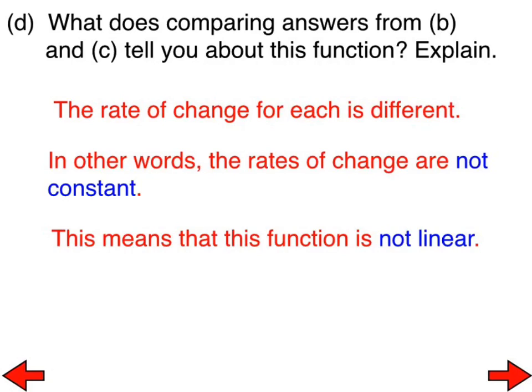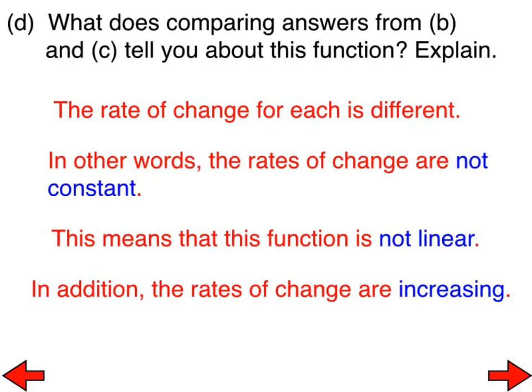Back in Unit 2, we recognized the fact that if we had a constant rate of change, that ended up giving us a linear function. But if the rates of change are not constant, that means the function that we have is not linear. In addition to that, the rates of change went from 4 to 12, so the rates of change are increasing. That kind of tells us what the graph may look like. They went from 4 to 12.